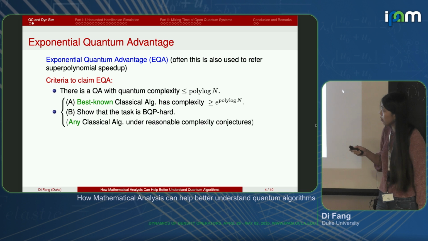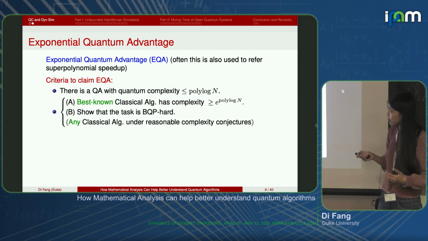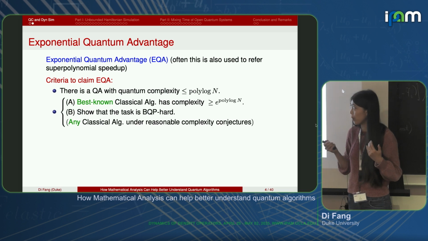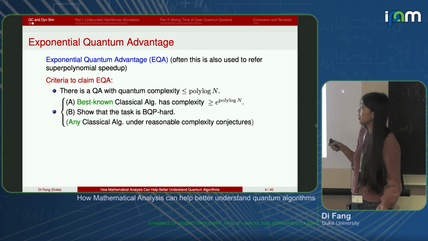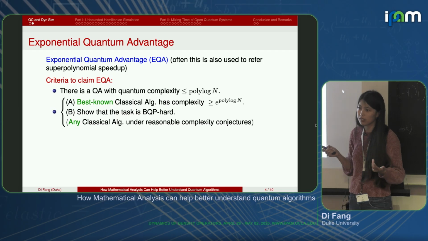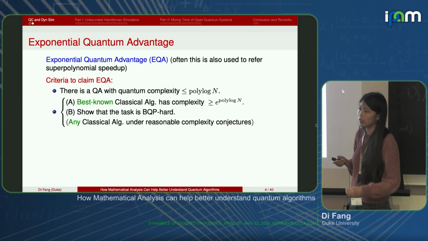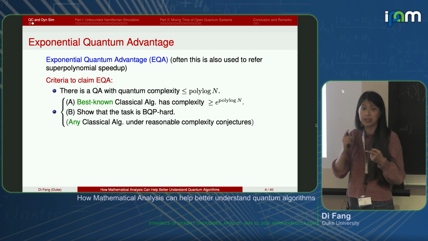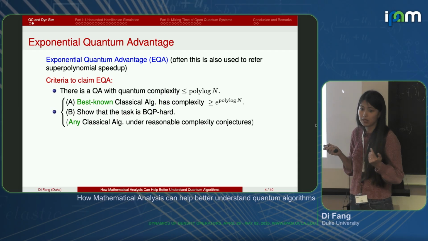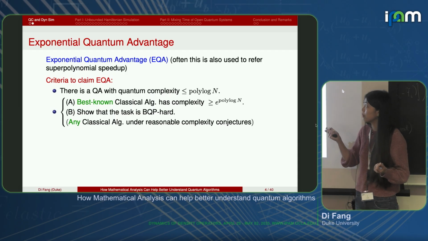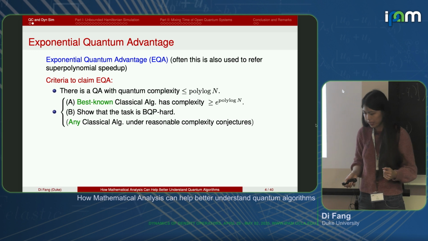In that case, there is also an acceptable criterion where you prove your problem is actually BQP-hard. This is a complexity class, which I'm not going to dive into the details, but the point is that if that's what you can show, then under the reasonable complexity conjecture, particularly BQP does not equal BPP, people believe that there should not be any classical algorithm, whether it exists or does not exist, that gives you polylog cost. So this is the criteria of the exponential separation.